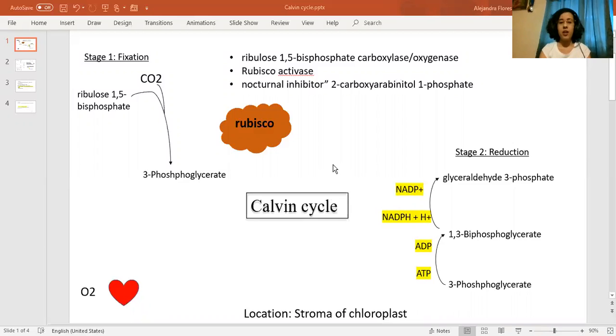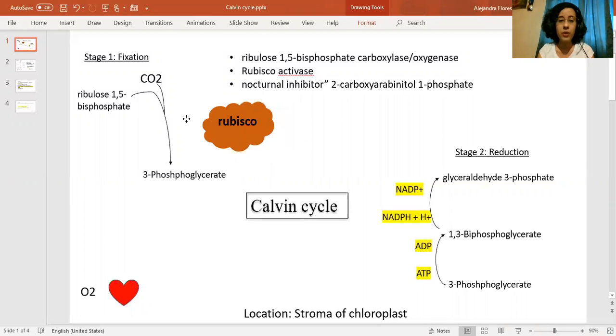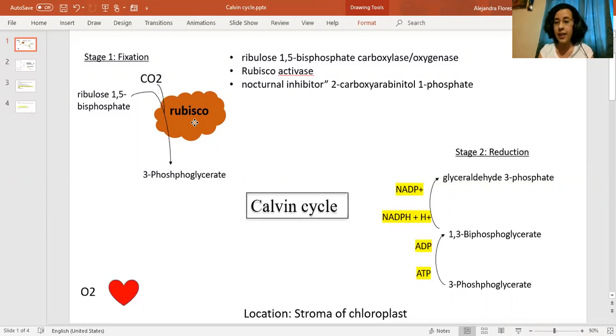And the first one, we have fixation of carbon dioxide into ribulose 1,5 biphosphate. And this is gonna yield 2 molecules of 3-phosphoglycerate per 1 molecule of carbon dioxide. This reaction is catalyzed by an enzyme called Rubisco. So Rubisco is the one that actually joins the CO2 and ribulose 1,5 biphosphate and breaks the unstable intermediate to form 2 molecules of 3-phosphoglycerate.